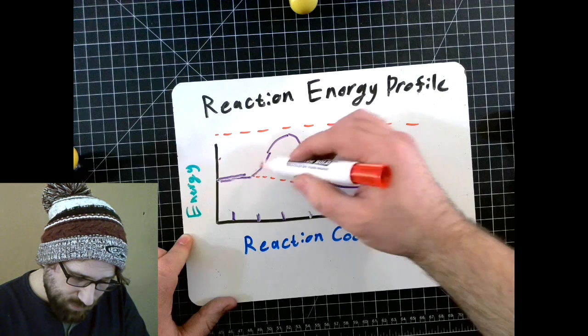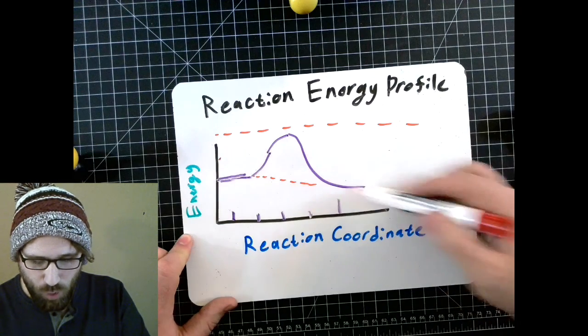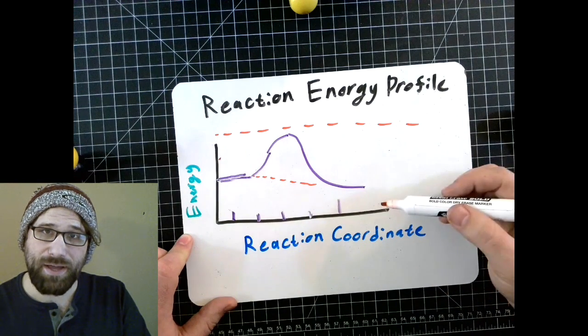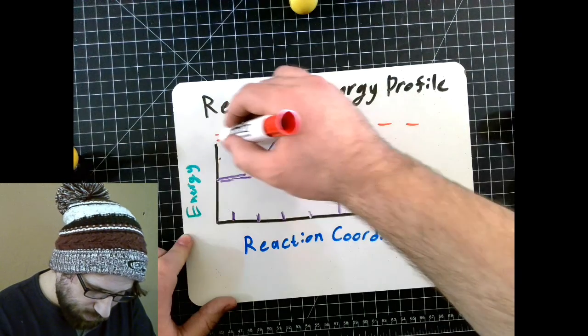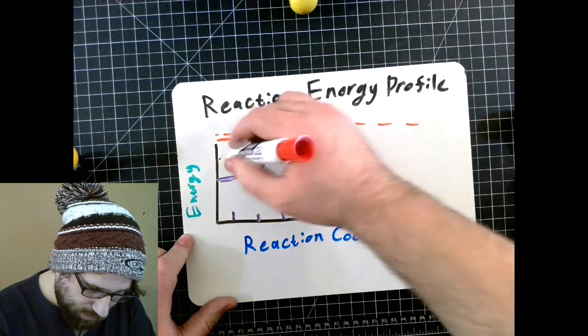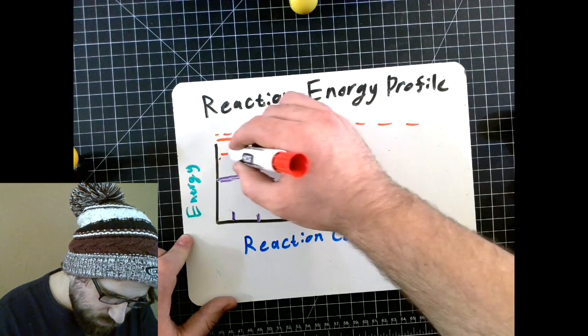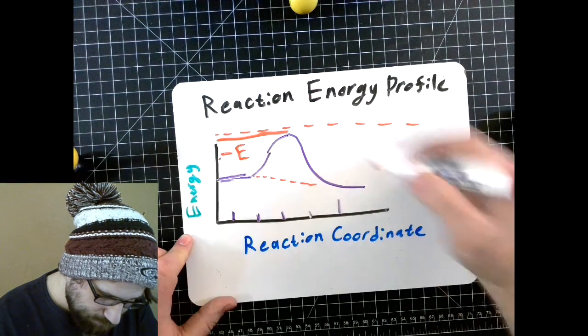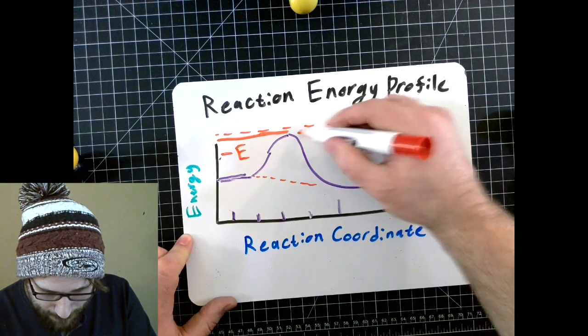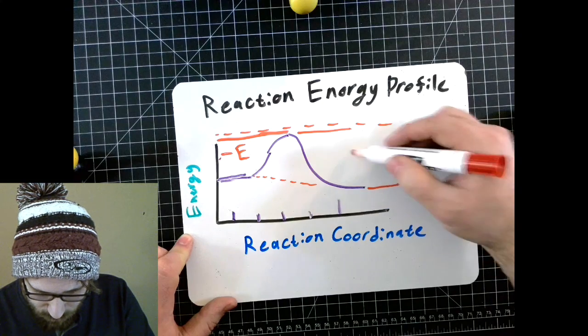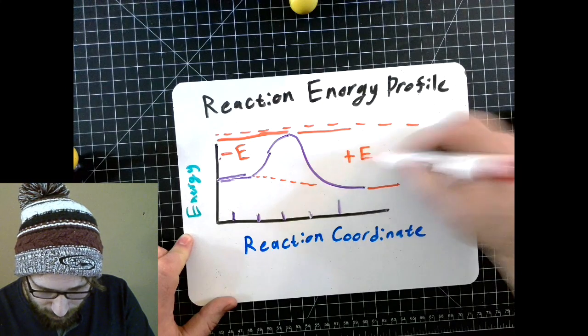So when we break bonds, we need to use energy. When we form bonds, we get energy back. So this is like any process. So if we break bonds, we use energy. So we'd have negative energy. When we make our new bonds, we're going to gain energy back.